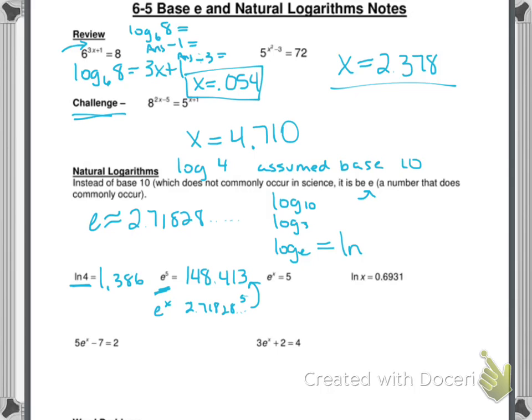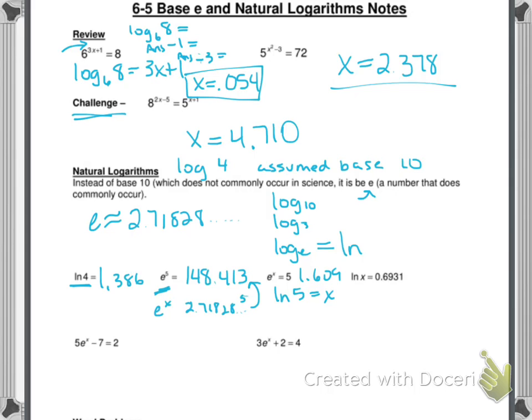Okay. To solve this next one, I have a variable as an exponent, and what do we do when we have a variable as an exponent? We change it to log form, so natural log, base E, so I don't have to write base E because that's what the base is, of 5 equals x. So natural log of 5 is 1.609.